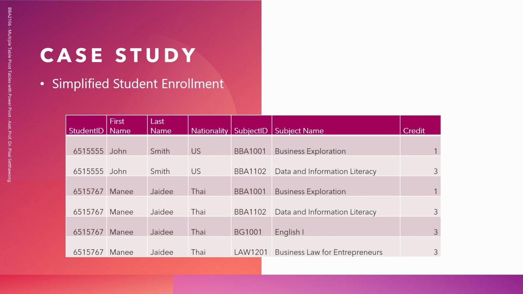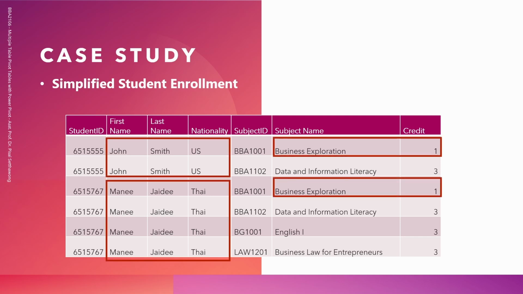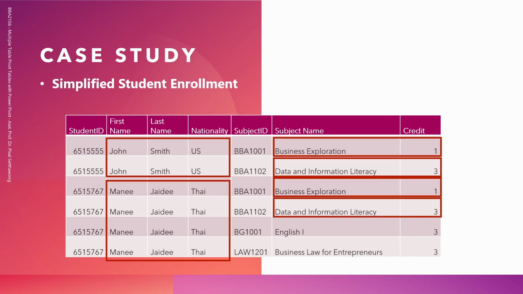The table that we see over here is a simplified student enrollment record of a university for a semester. If we look at this table, there are multiple examples of redundant data. When we have this redundant data, we have a very big issue in maintaining. Suppose Mani Jaidi changes her name. This is very common in Thailand. We have to change multiple places in the table. And this can be a very, very dangerous thing to do.